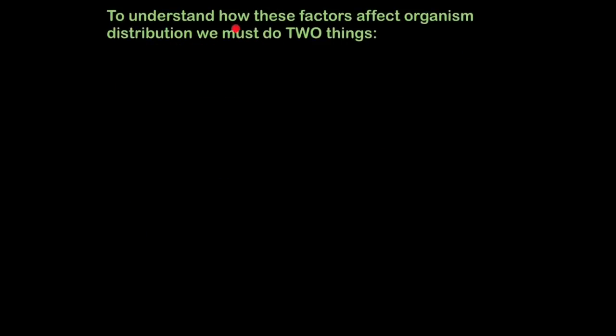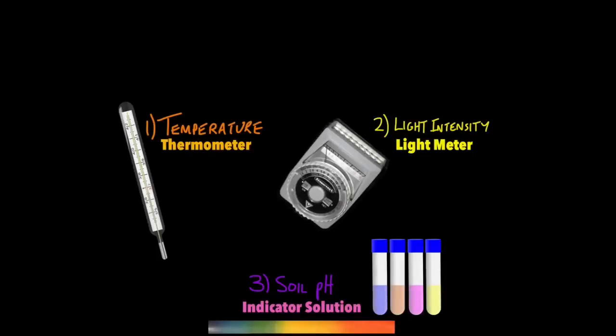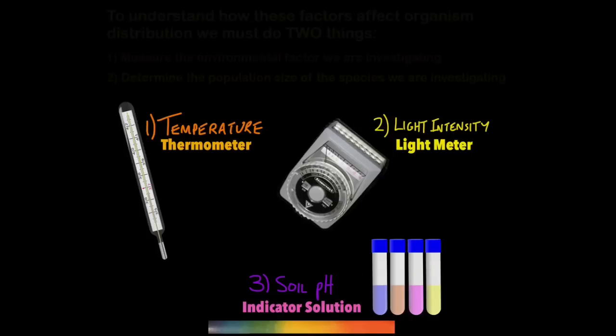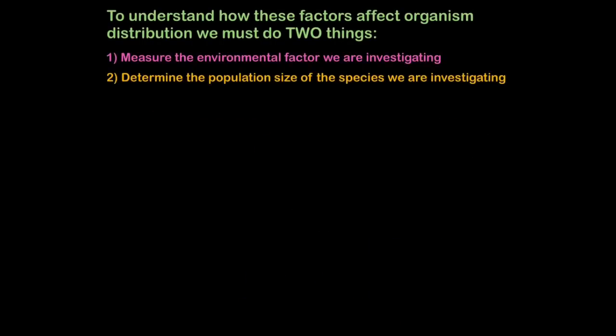To understand how these factors affect organism distribution, we must do two things. Firstly, measure the environmental factor we are investigating. So we could use a thermometer to measure temperature differences, or a light meter to measure differences in light intensity, or indicator solutions to work out the acidity or alkalinity of a soil sample. The second thing we must be able to do is determine the population size of the species we are investigating. This is where sampling techniques come into play.